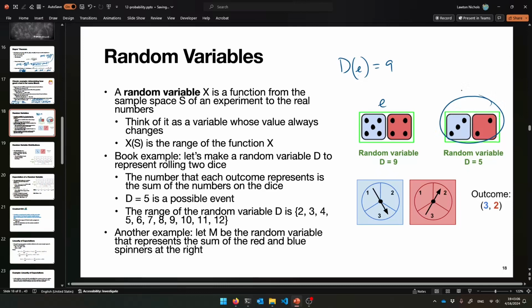Okay? And then here is another outcome, like D could take on the value 5 just as easily because you could have landed on a 3 and a 2. So that's a random variable. Okay? And so that's that one.